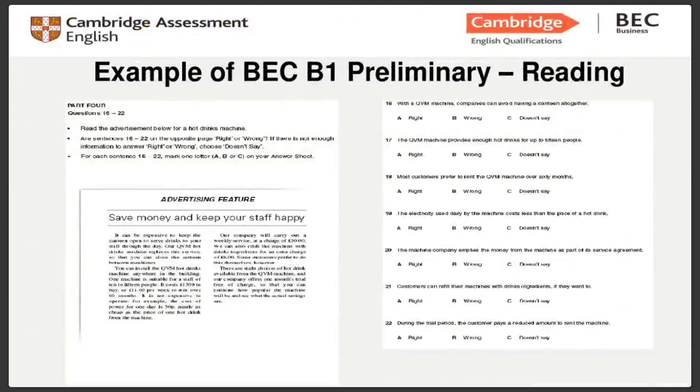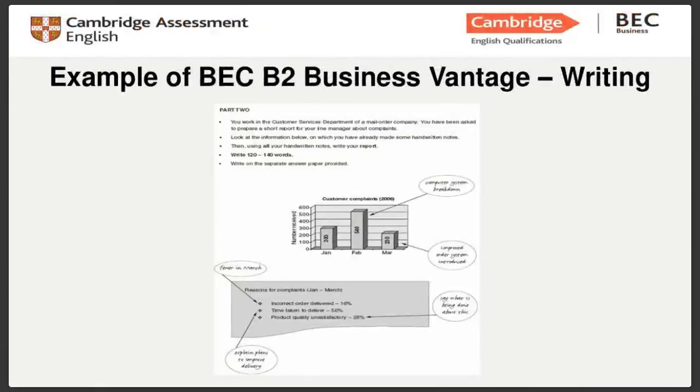This is an example of the BEC Business reading paper, taken from BEC Business Preliminary. As you can see, the topics used in the reading paper are all relevant, up-to-date, international in feel, and offer candidates insights into real business situations and business skills. Here we have an example of the BEC writing paper, taken from the Vantage paper. You can see the visual element because there's a graphic on this particular one, followed by some prompts.